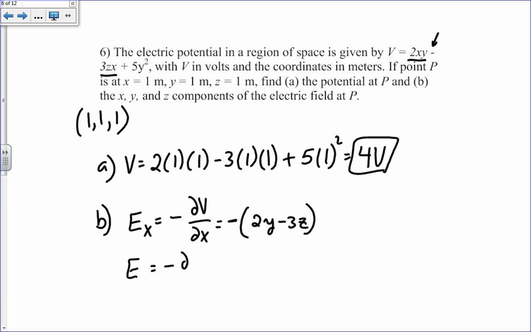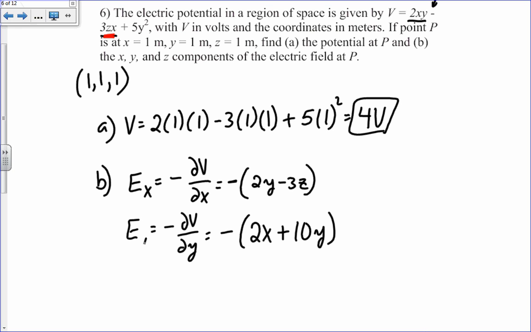Don't forget the negative. It is 2x minus 0 plus 10y. The middle term right here, the derivative of it with respect to y is 0 because there is no y, so you just treat it like a constant. This was Ey. And then Ez is negative del V del Z, which is negative, let's see, 3x.